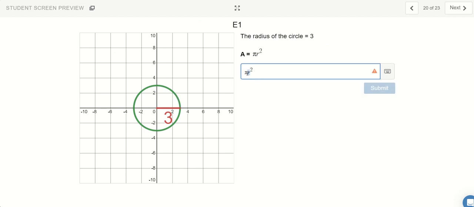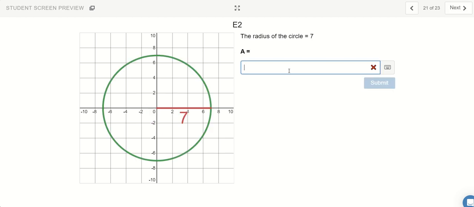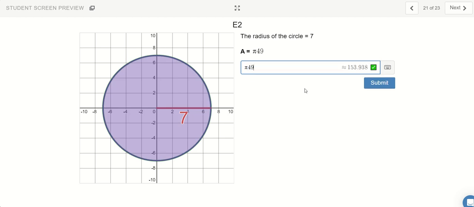I'm just going to replace r with 3. So 3 squared is 9, and times pi is 28.27. Or we can do 3 times 3 is 9 pi. That also works too. Okay, so area is pi r squared. And if the radius is 7, I'm going to replace r with 7. Or we can think 7 squared, that can be 49. That would be the same answer.